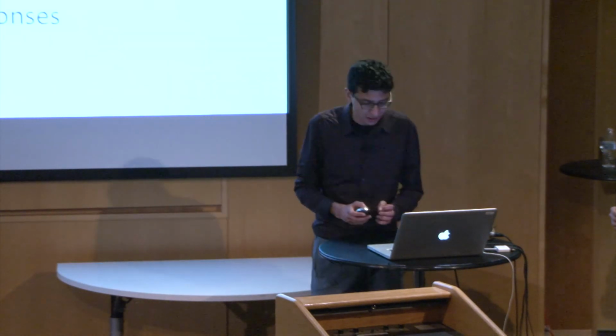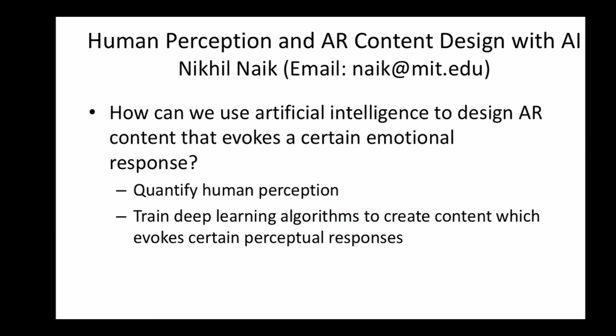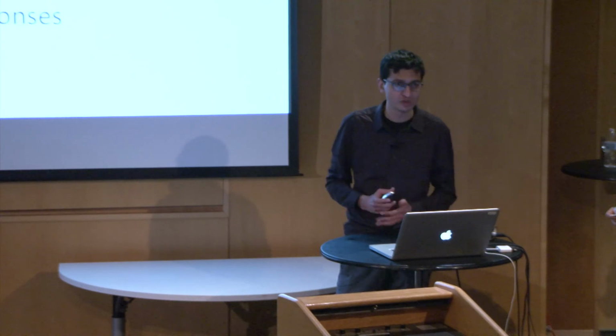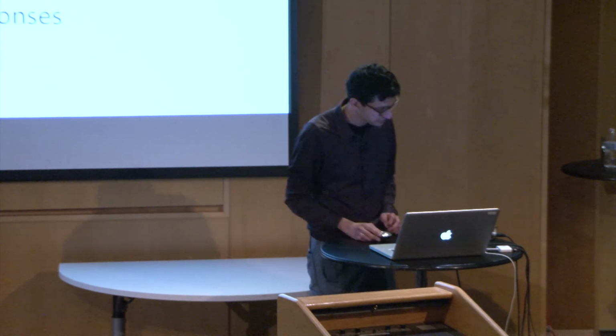So in short, the idea here is that typically we have used machine learning to understand visual content, but we can also use machine learning to understand and predict human perceptual response to visual content. And this, I think, can be used in turn in AR or virtual reality content design by adding or subtracting visual content, which will change your perceptual response to the visual content.